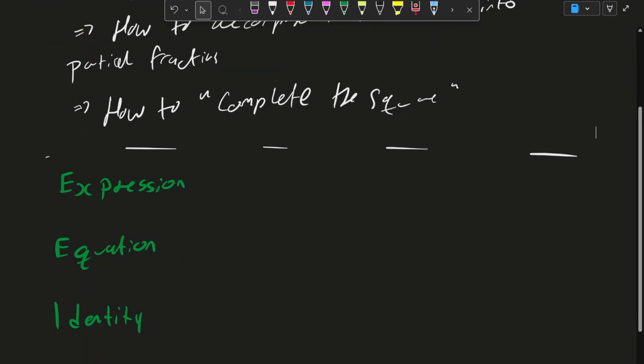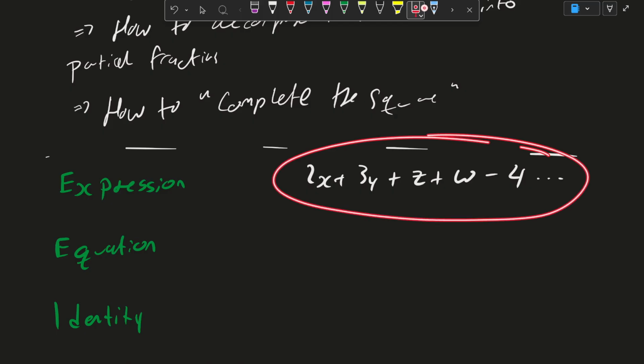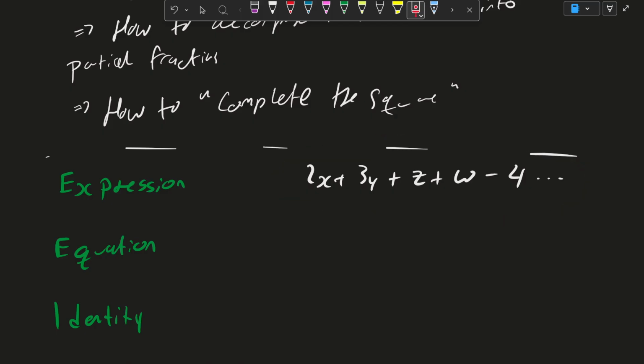I just wanted to bring attention to what the word algebraic identity actually means. Taking us back to Junior Cert terms, where you likely would have met the difference between an expression and an equation. An expression is just a group of terms, so 2x plus 3y plus z plus w minus 4, and so on, where there's no equal sign in sight, or any inequality sign, basically no relation symbol. It is just a group of terms either added, subtracted, multiplied, or divided together.